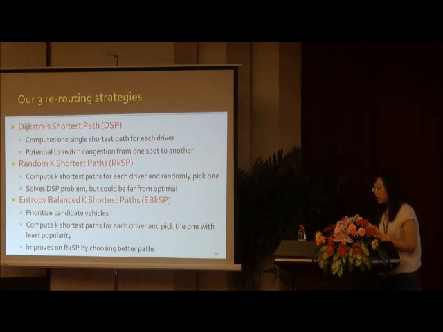The third strategy is entropy-based k shortest paths, which is proposed in our paper. First, it is the same. We calculate the k shortest paths for all the drivers, and then instead of randomly picking one, we pick the path with the least popularity. So the idea is, suppose there are several paths in front of the drivers, we pick the one which will be occupied the least in the future. This way, it will reduce the possibility of creating another congestion.